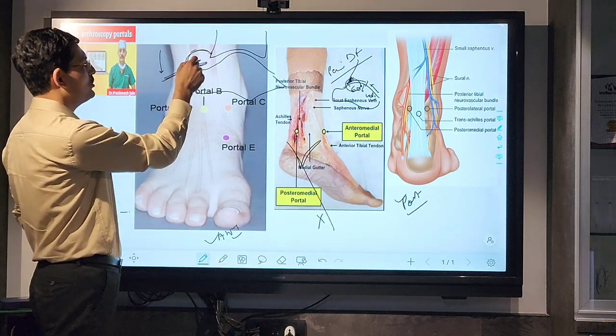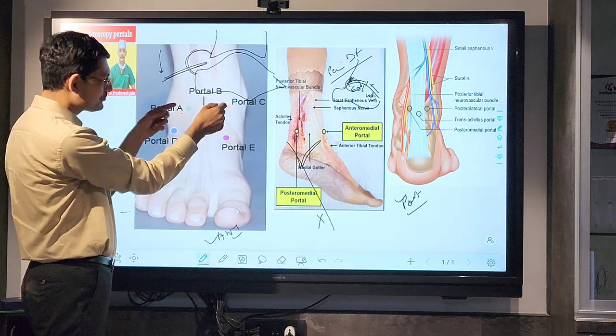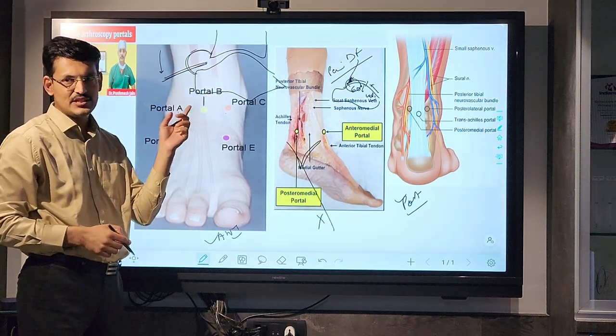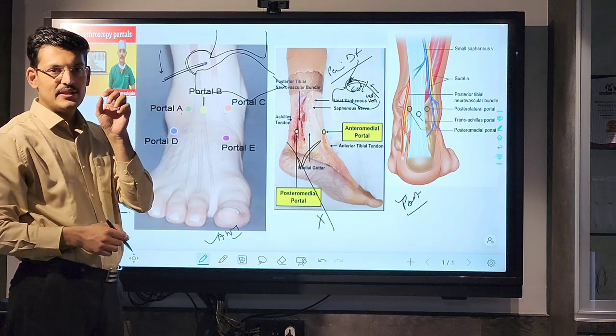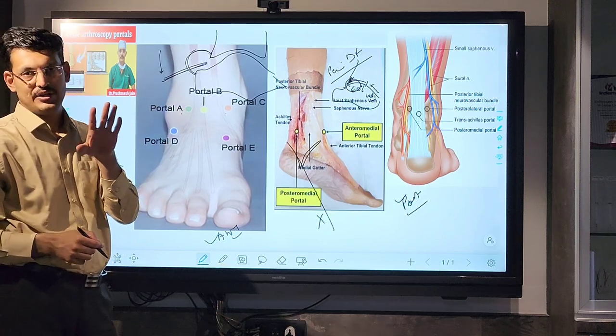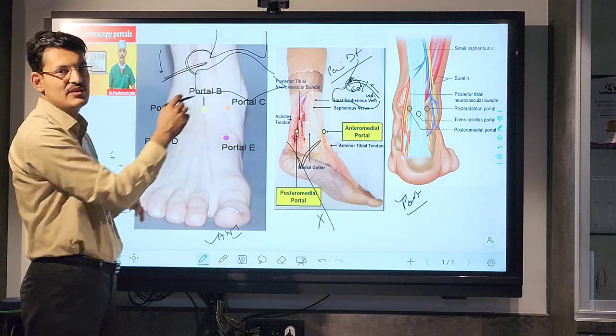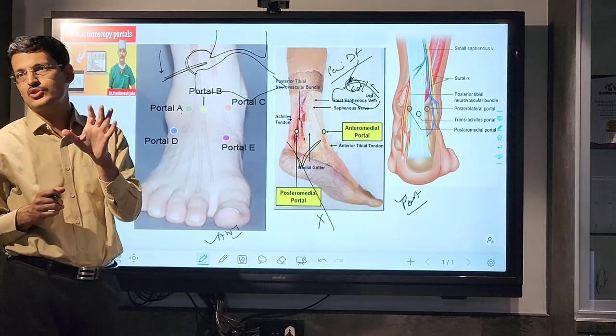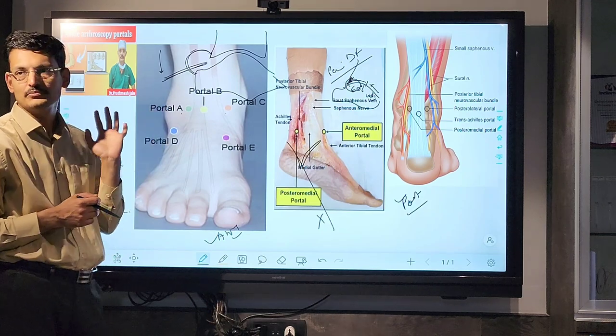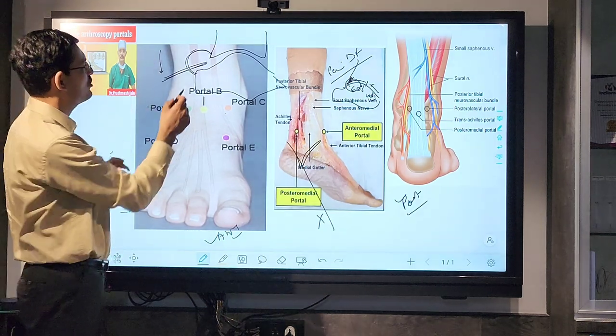Once you are done with this, you can use your other portals. Make a skin incision with a small blade, and then dilate it with the artery forceps, because there are cutaneous nerves here which you may injure. So very small incisions, dilation with mosquito forceps, and then you will start. So this is about the anterior ankle arthroscopy.